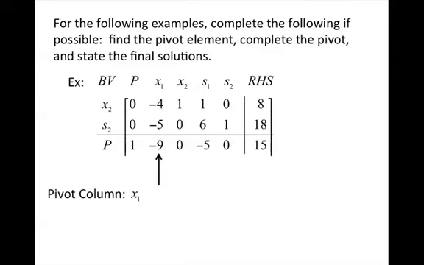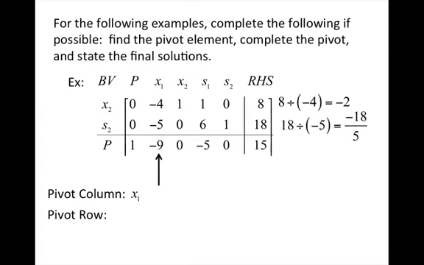Now to find the pivot row, I divide the right-hand side by the pivot column elements. So 8 divided by negative 4 is negative 2. 18 divided by negative 5 is negative 18/5. My pivot row is the row that has the smallest non-negative quotient. Well, if you notice, both of these quotients were negative, so I don't have a non-negative quotient. When this happens, that means the problem has no solution. So since I can't find a pivot element, this example has no solution.